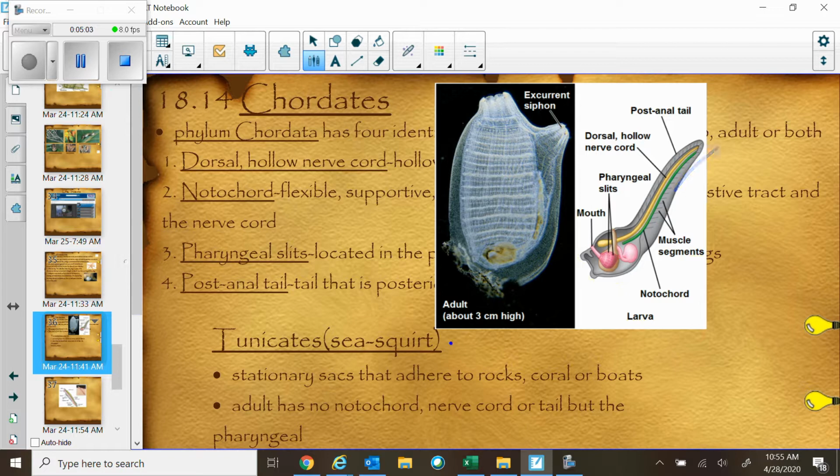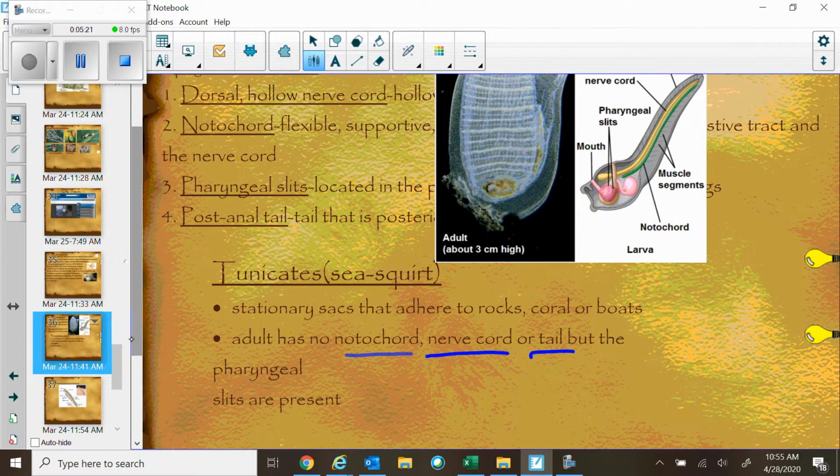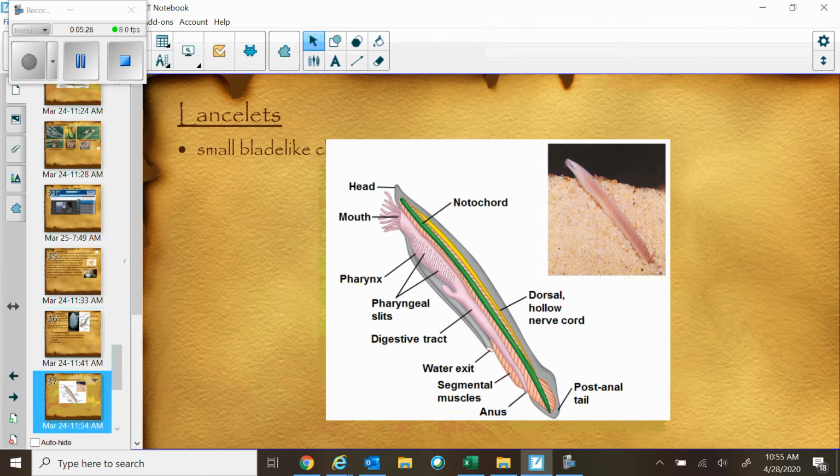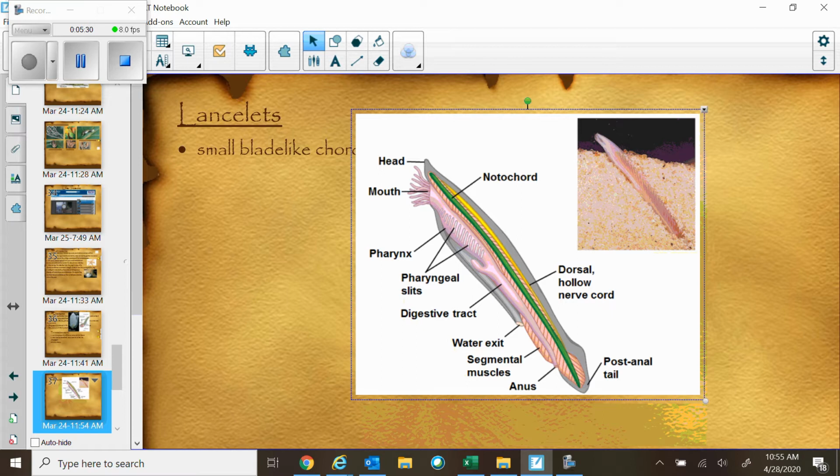So this tunicate here, which is pictured, are stationary sacs that adhere to rocks, corals, boats. They have a very simple lifestyle, but they also are our predecessors. But the adult doesn't show the notochord, nerve cord, or tail, but it does have the pharyngeal slits. Okay? And this is a lancelet, which appears to be a little bit more advanced than the larval stage. So this is an adult.